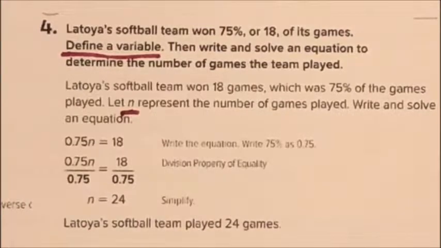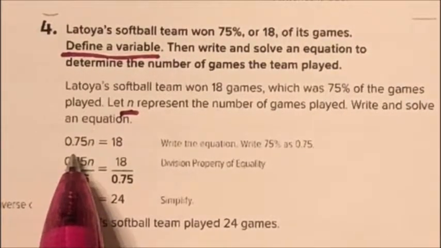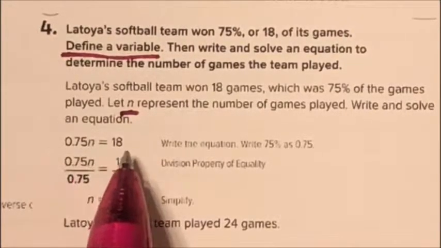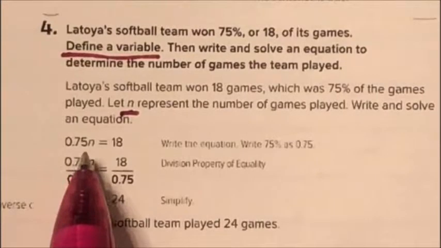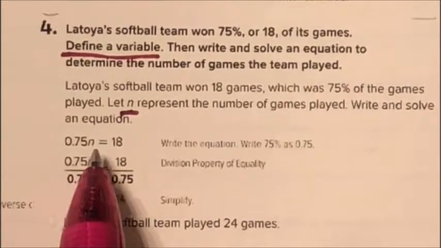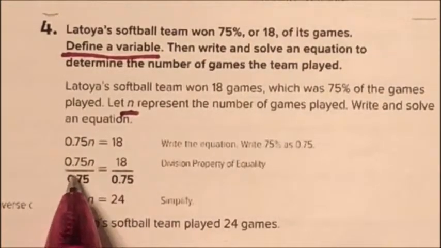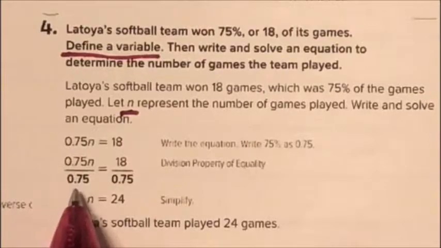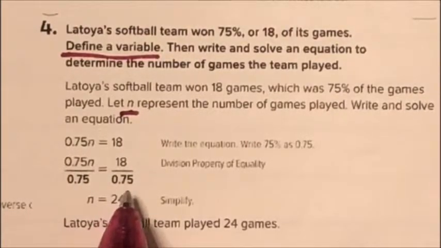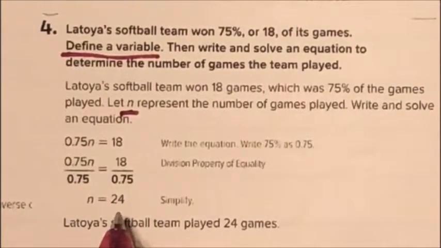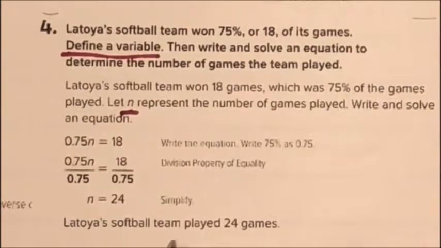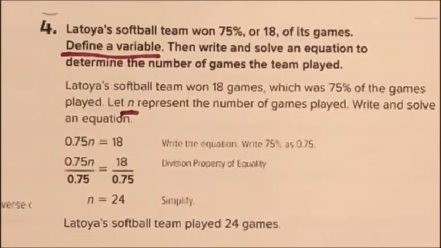Okay? We write and solve an equation. So 0.75, we changed the percent to a decimal. 0.75 times N equals 18. We know that 75% of the total games played equals 18. Okay, so that was what they had stated in the original problem. Now I have 0.75, I can divide by that. 18 divided by 0.75 gives me 24. So Latoya's softball team played 24 games.